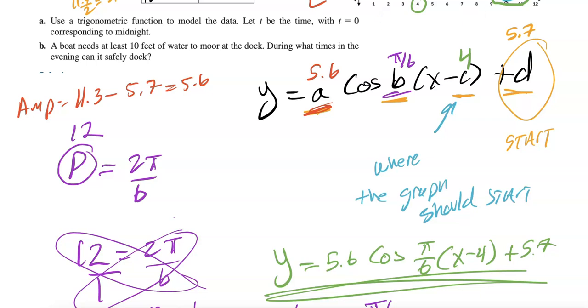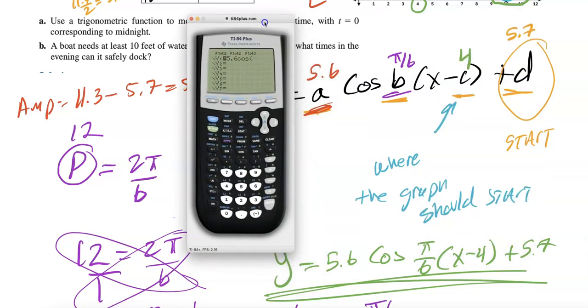So here's my calculator. I already typed in the first part. Now this part, I need pi over 6, so second, pi, divided by 6. Then I'll open parentheses, x minus 4, close the double parentheses, the one I had two of on there, plus 5.7. And then over here we're going to put 10.